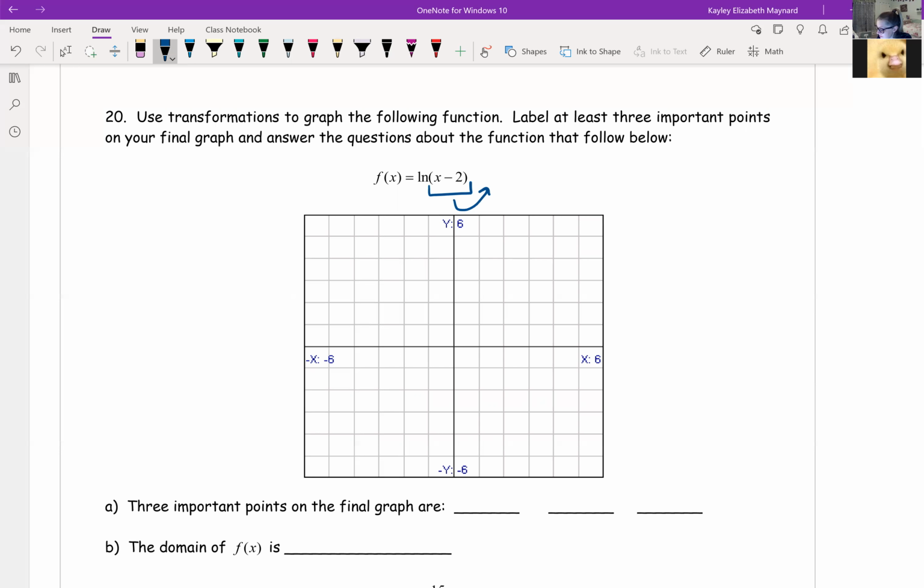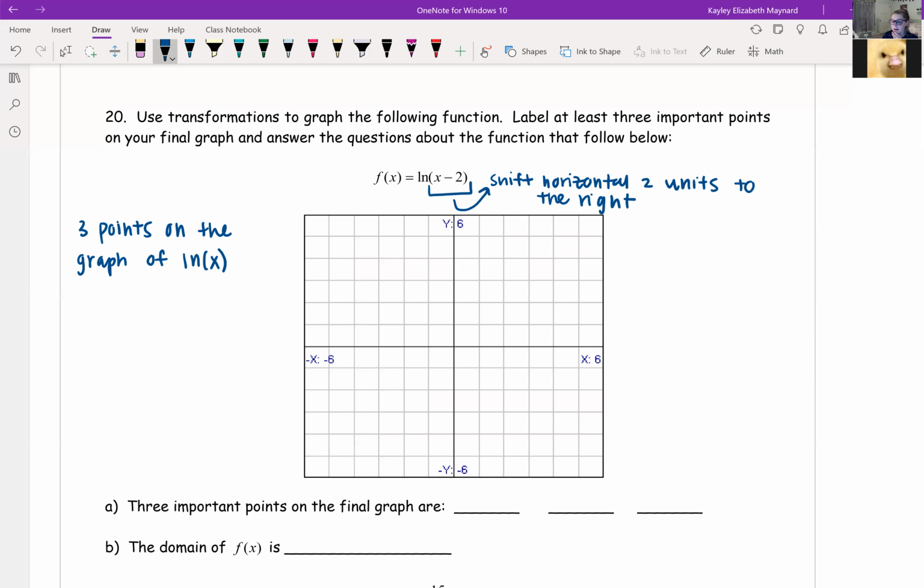So this just means that we shift horizontally 2 units to the right. Okay, so this is going to help us. But first of all, in order to even really shift our graph 2 units to the right, let's identify 3 points that are on my starting graph. So let's identify 3 points on the graph of ln of x.